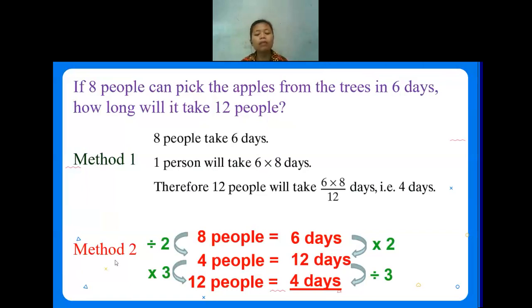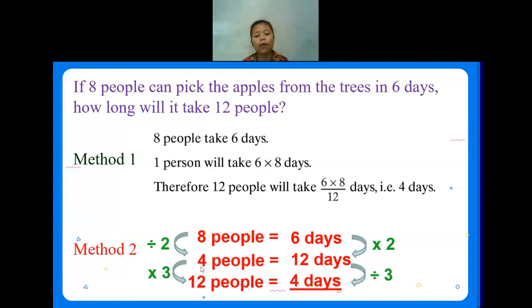And then for the second method, I like the second method, but you can use the first method also, okay. So 8 people is equal to 6 days. And then I can find 4 people. Why do I take 4 people? Because 4 is also a factor of 12. So I don't want to find from 1. I just find 4 first.